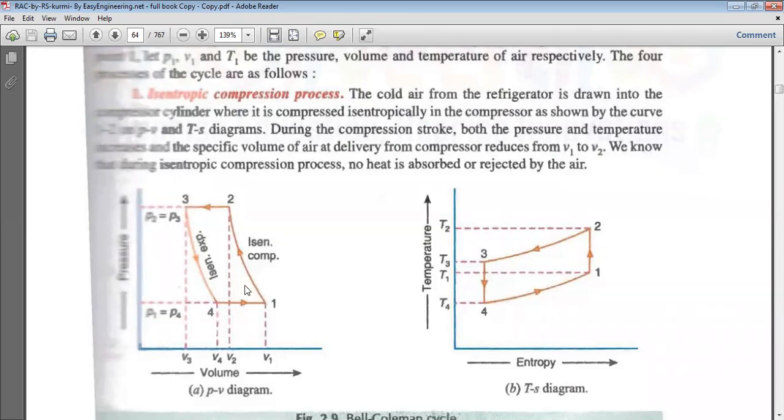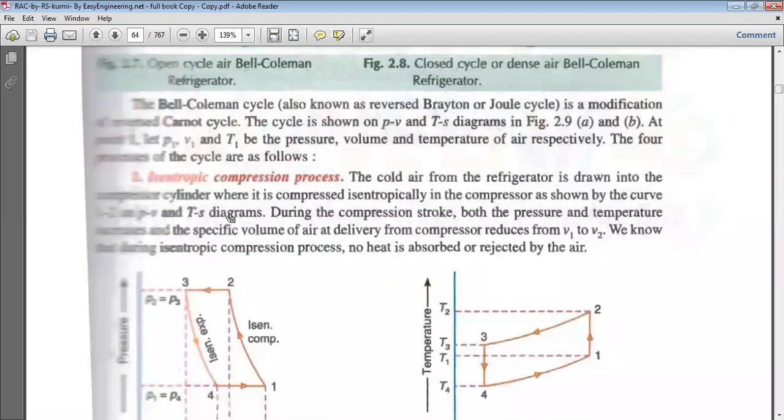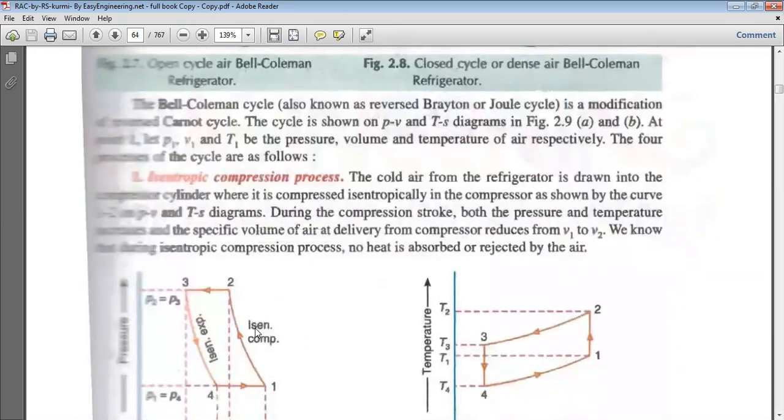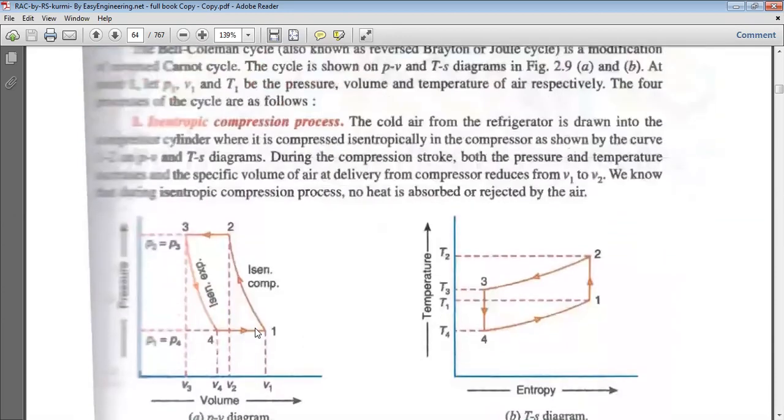What is 2? Discharge condition of the compressor, that is output of the compressor, that is input to the cooler. What is 3? Output of the cooler, that is air is cooled in a cooler to a temperature, that is T3. Output of the cooler is nothing but input of the expander. What is 4? Output of the expander or input of the refrigerator. That is very important. While we are solving the problems, we have to remember all these important factors.